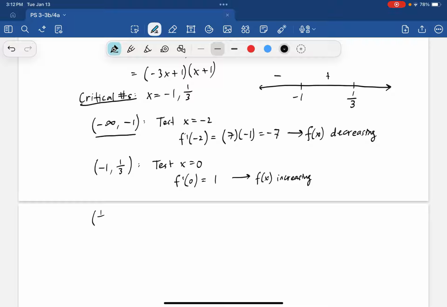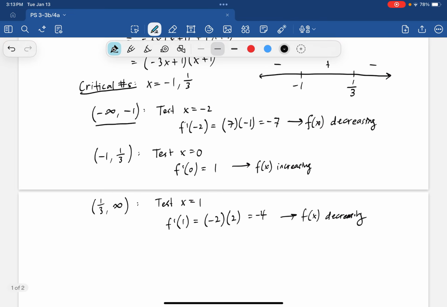Then if I test 1/3 to infinity, I could try out x equals 1. Then f prime of 1 is going to be equal to negative 2 times 2, which is negative 4. And so f of x is decreasing. Okay, so it's minus.